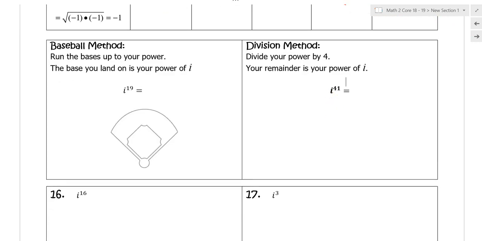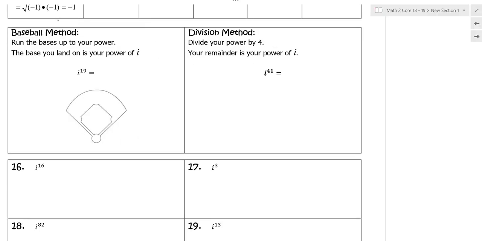Okay. So how can we find powers of i? i to the 19th. So for our first method, the baseball method, run the bases up to your power. So first base is i to the first, which we know is i. Second base, i squared, which is -1, right? i to the third equals -i, and then i to the fourth, or i to the 0, right, equals 1. So we can fill in our bases from that.